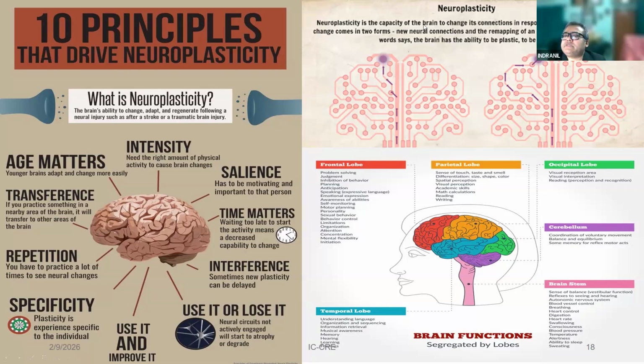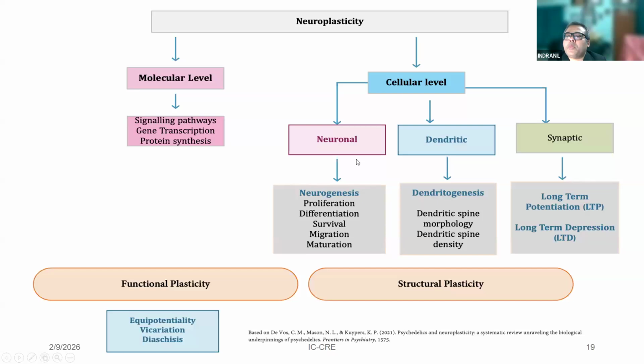So neuroplasticity is the capacity of the brain to change its connections in response to personal experience. The change comes in two forms. First, new neural connections, so new synaptogenesis, that is what it is called, and the remapping of an already existing one, that is sometimes called rewiring. As the word says, the brain has the ability to be plastic, to be modifiable or moldable. That is very, very important.